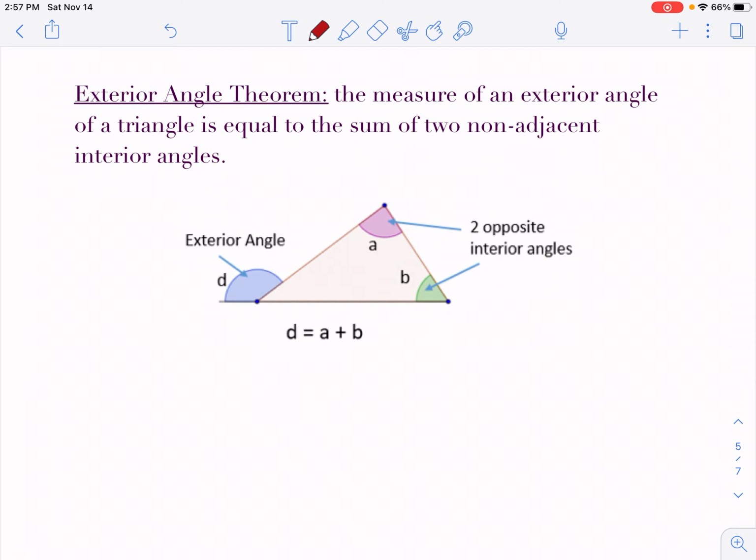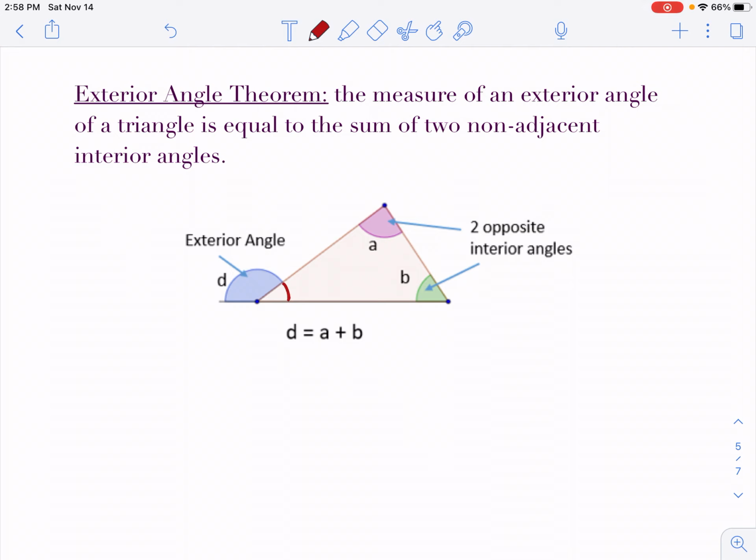The exterior angle theorem states that the measure of an exterior angle of a triangle is equal to the sum of two non-adjacent interior angles. So as I look at this diagram, angle D is an exterior angle. It's on the outside of the triangle. Angles A and B are two non-adjacent interior angles. Non-adjacent means they are not next to that exterior angle.